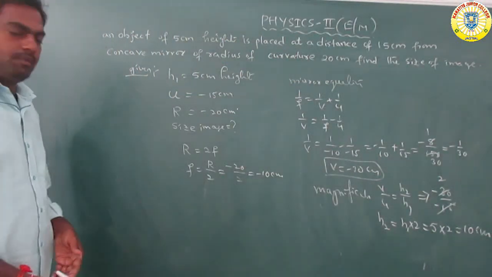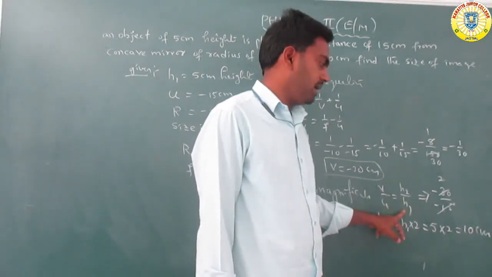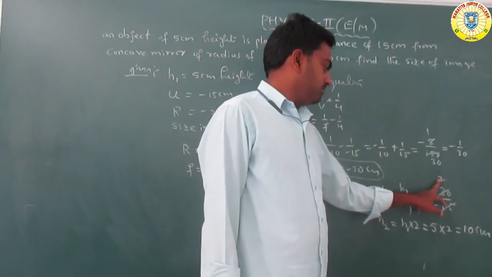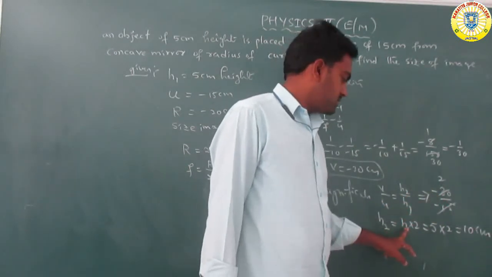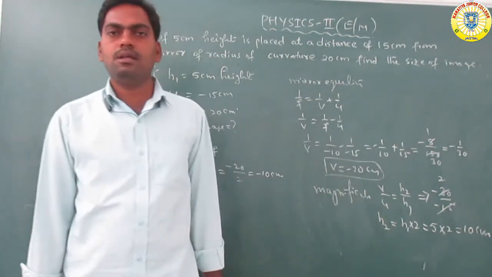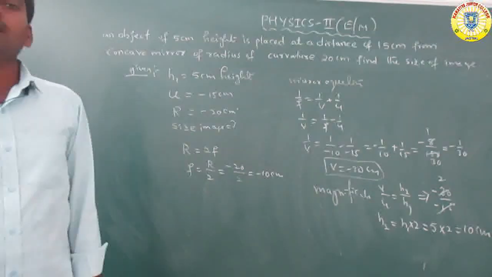So with the given information, the magnification v by u is equal to h2 by h1. So v by u is equal to 2. H2 is h1 into 2, which is 5 into 2, equal to 10 centimeters. So that is the height or size of the image.